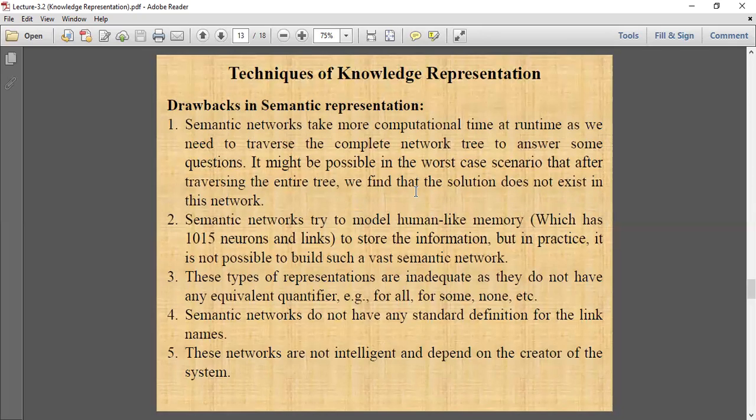Drawbacks of semantic representation. Semantic networks take more computational time at runtime, as we need to traverse the complete network tree to answer some questions. It might be possible in a worst case scenario that after traversing the entire tree, we find that the solution does not exist in this network. These types of representation are inadequate as they do not have any equivalent quantifier, for example, for all, for some, and none. Semantic networks do not have any standard definition for the link names, and these networks are not intelligent and depend on the creator of the system.